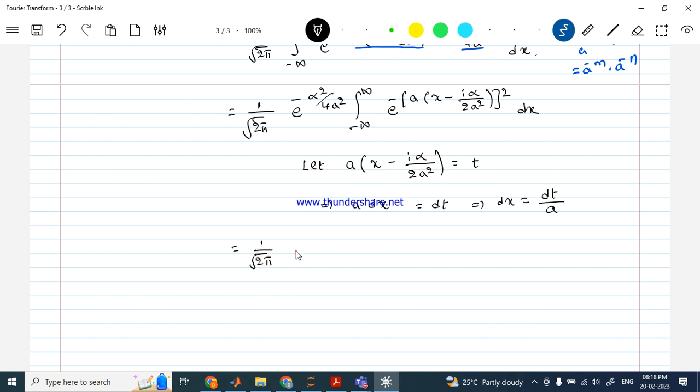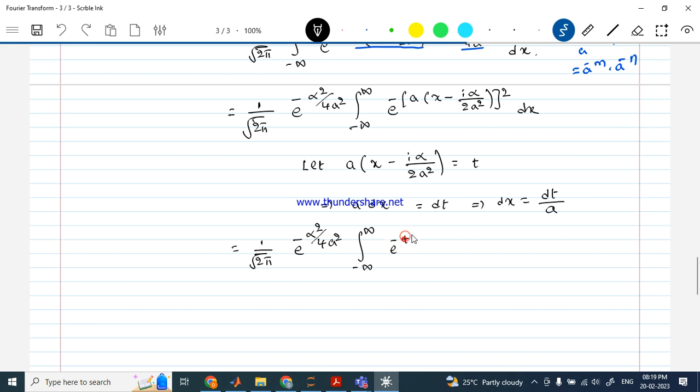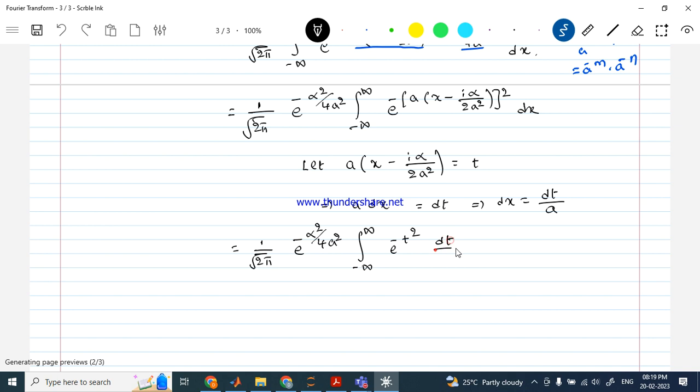Square root of 2 pi, e power minus alpha square by 4a square, into integration minus infinity to plus infinity. With this substitution, there is no change in the limit. The limit remains the same. As x tends to minus infinity, t also tends to minus infinity. As x tends to plus infinity, t also tends to infinity. There is no change in the limit. And look at this one, it is just e power minus t square, and dx is dt by a.